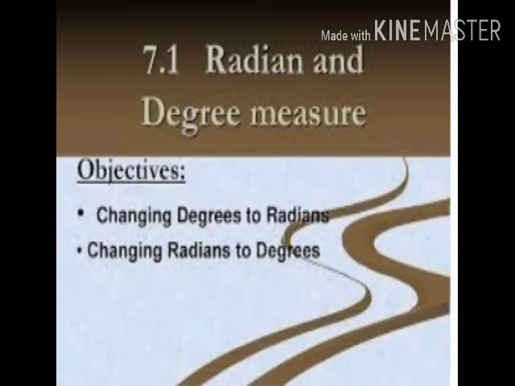Okay, in our chapter trigonometric functions, before introducing trigonometric functions, first we have to see what the measurements are. Actually, there are in trigonometry two measurements, namely radian measure and degree measure. So in this section, we will discuss what a radian measure is and what a degree measure is, and how we can convert degree measure into radian measure and radian measure into degree measure.